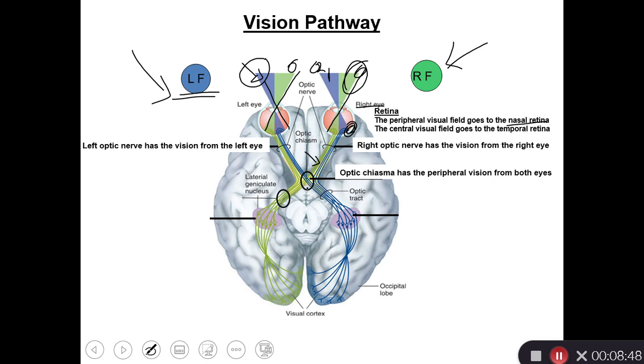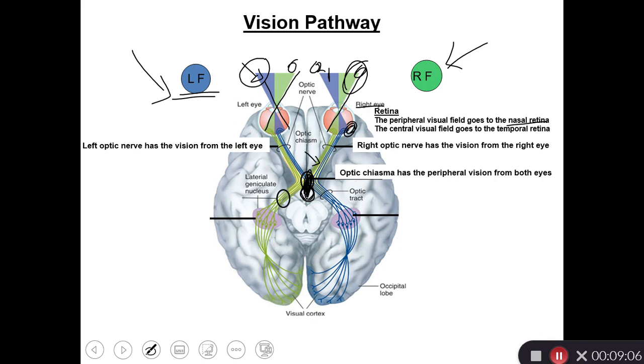Remember here we have a gland, which is the pituitary gland. How about if there is a tumor affecting the pituitary gland? It pressures the optic chiasma, and what would happen here is peripheral field blindness on both eyes.